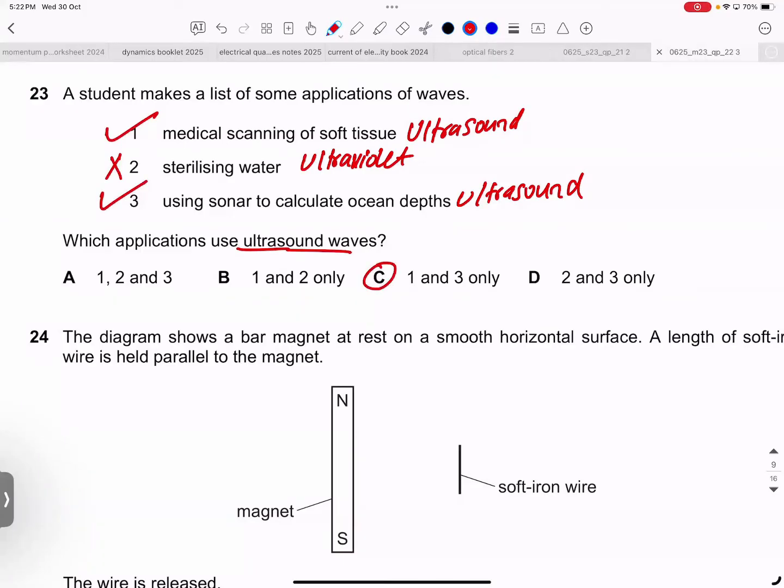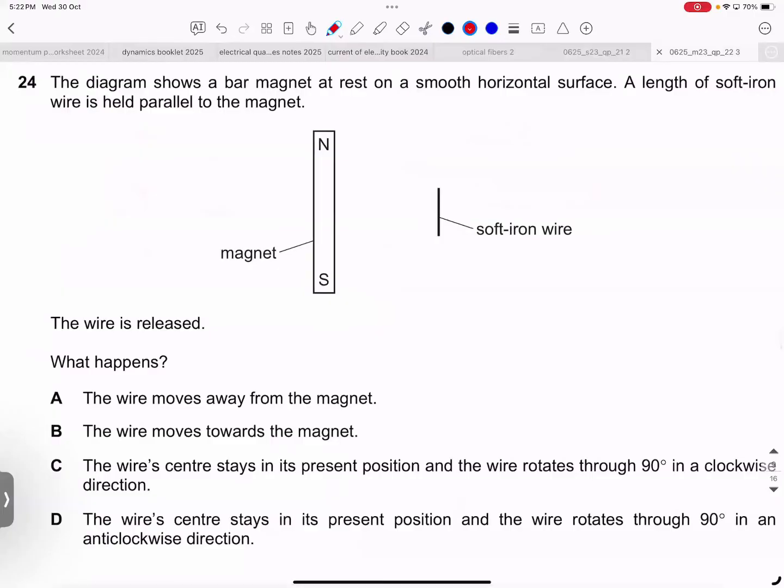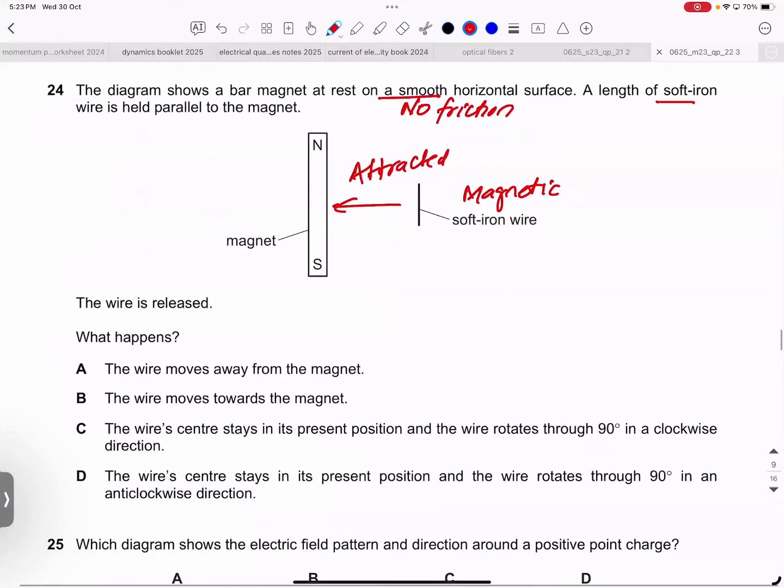Question number 24. The diagram shows a bar magnet on a smooth surface. Smooth means no friction. A soft iron wire is magnetic, so it will be attracted towards the magnet. The wire is released. What happens? It moves towards the magnet. Option B. It's very easy.